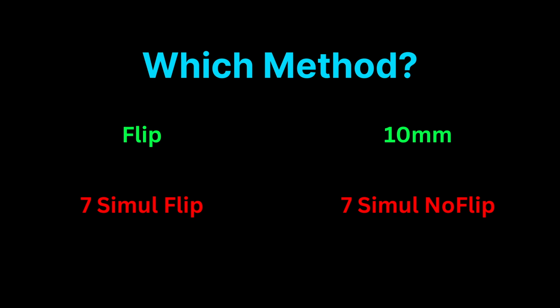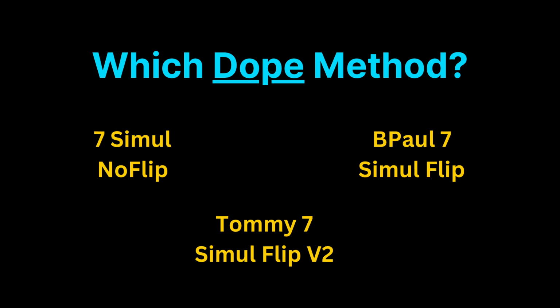Before I get to the cool kids who want to memo and clock, I just want to say that all of this is your choice. If you like 7 Simul Flip, but you like flip more, do flip. Clock is for fun. Do what you like more. Now for the cool kids who want to be speedy. I say that like the other two aren't that fast. But you have 3 options. 7 Simul Noflip, B-Paul 7 Simul Flip, and Tommy 7 Simul Flip V2. Also, V1 is good, but V2 is better.